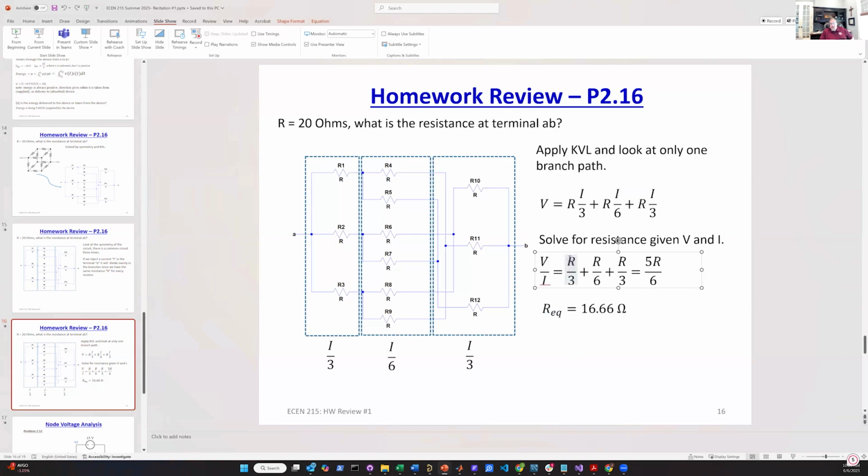I'm just trying to solve this. So we end up with a third plus a sixth plus a third, or it ends up being 5R over 6 if you put all this together, which ends up being 16 and 2/3 ohms.